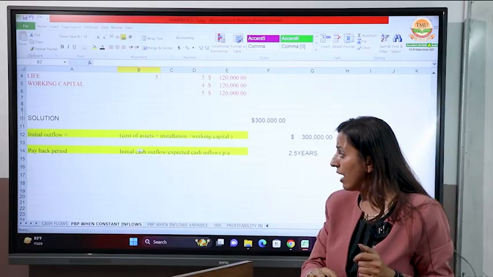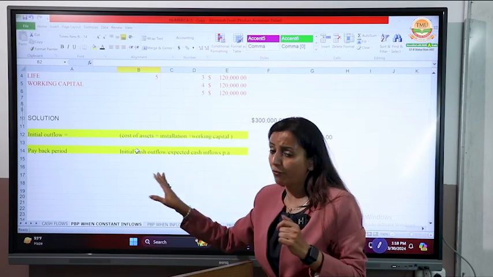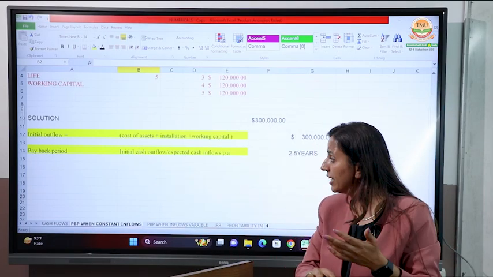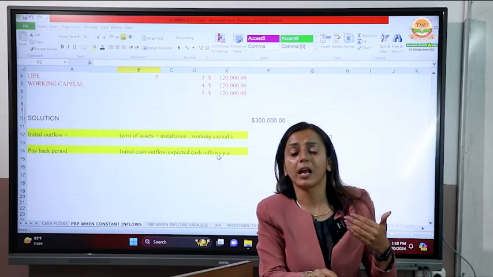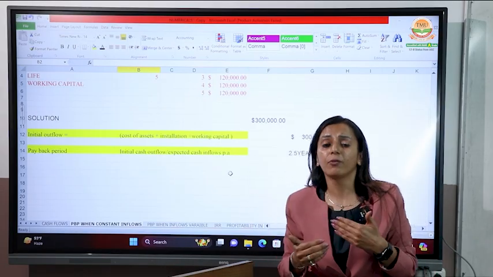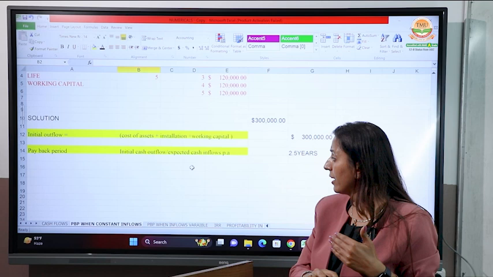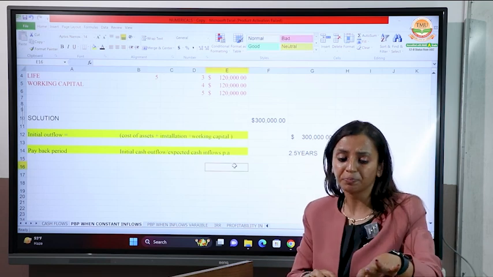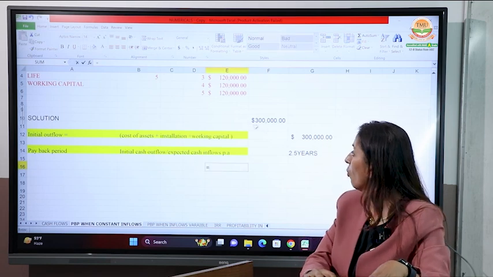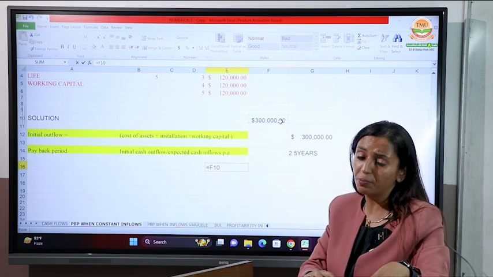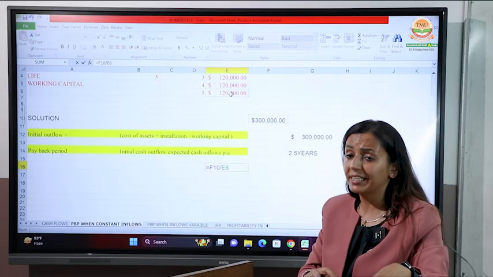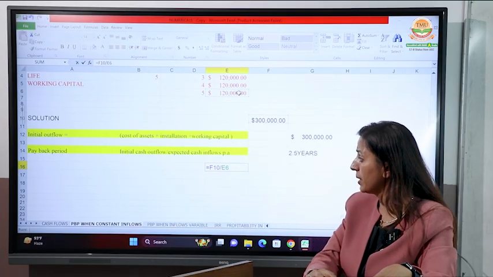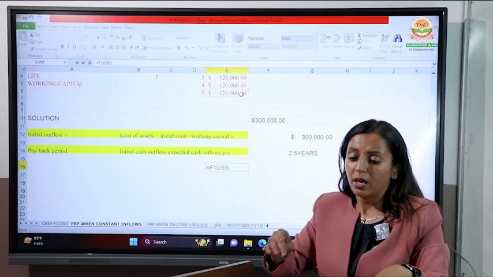For that, we have the initial cash outflow, the amount of money going out, and the expected cash inflows, the amount of money we are getting per annum. How do we calculate this? See, it equals what I am investing, 3 lakh rupees, divided by what I am getting, 1,20,000 per annum, right?